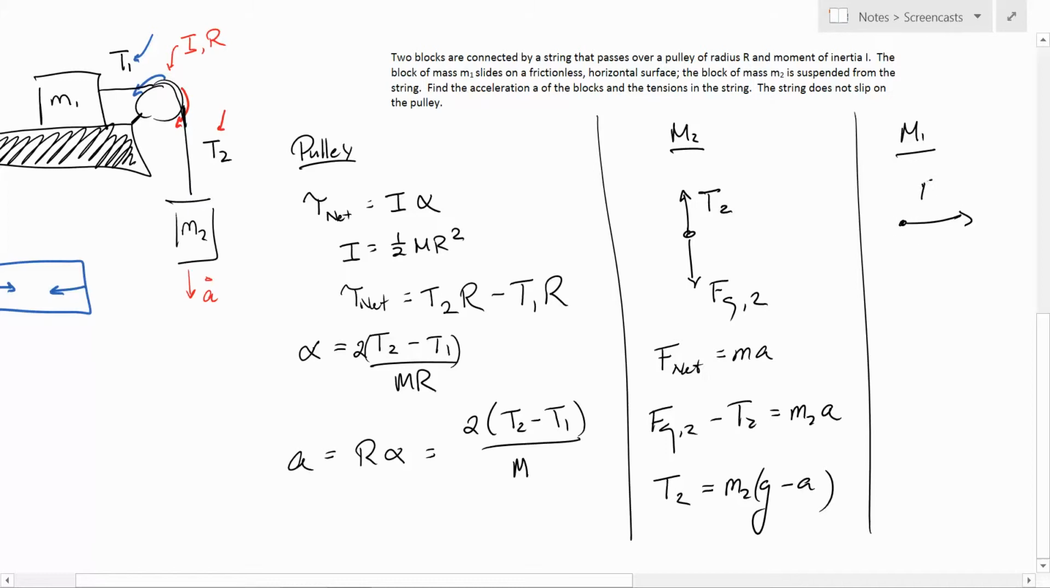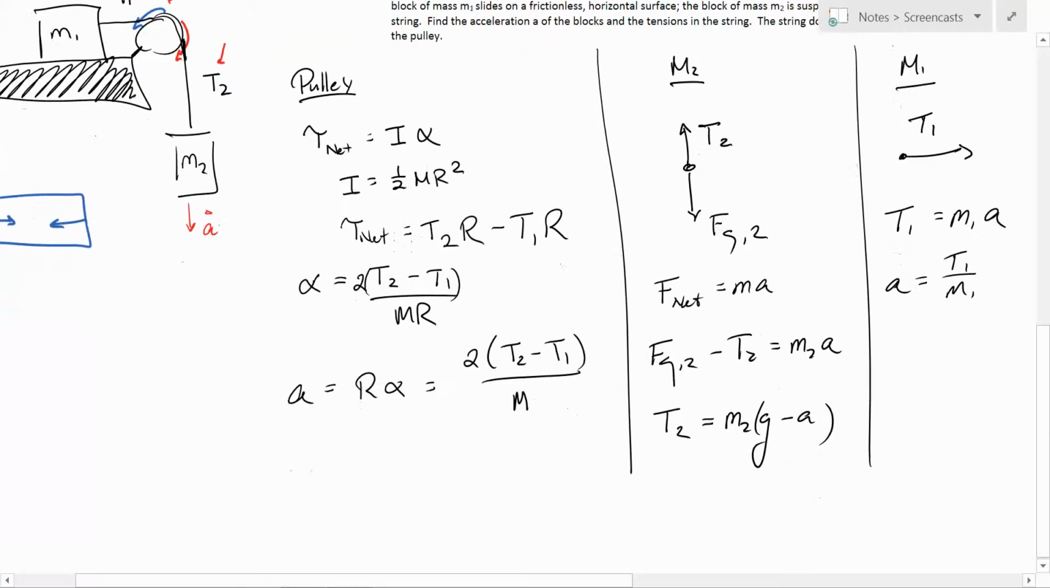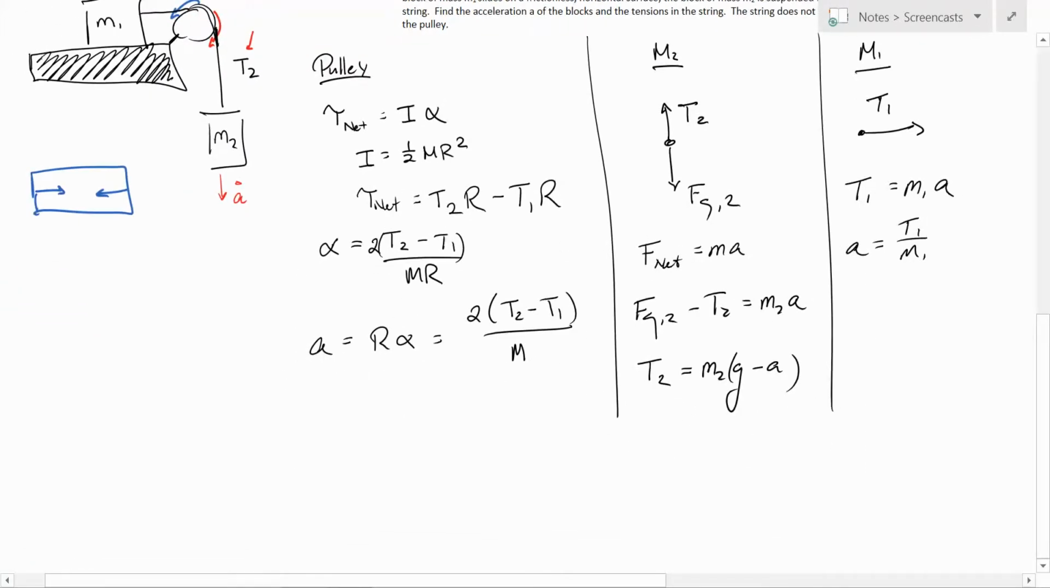Frictionless, so this is the only thing that we have going on here, is just T1 acting on M1. So then we simply have that T1 is equal to M1A. So A is equal to T1 over M1. Alright, so if we want to put these in terms of stuff, let's see. What is going to be the cleverest way to do this? So I have three equations and I have three unknowns, T1, T2, and A.